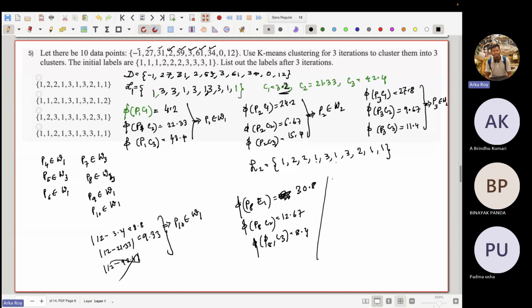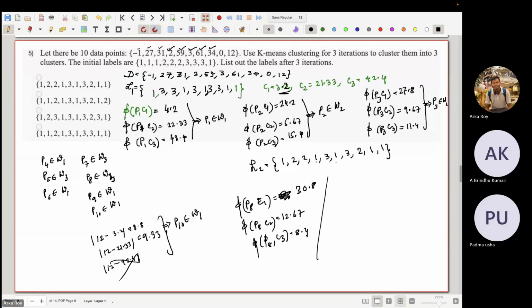So that means your current level is 122, 131, 3311. So this is after the second iteration. So after the second iteration, you have got this. So your centroid value will again update. So centroid 1, centroid 2, centroid 3.